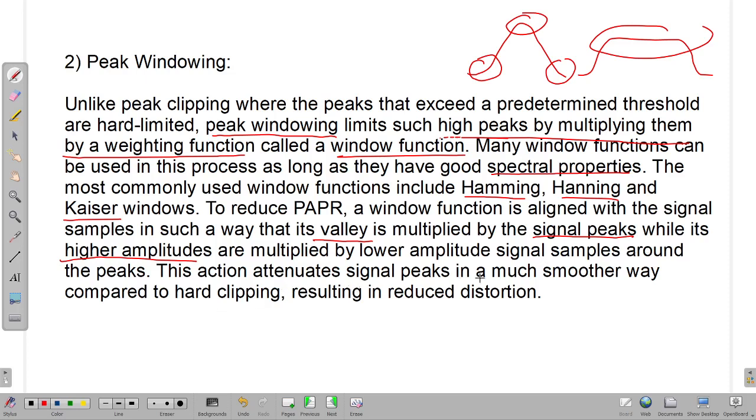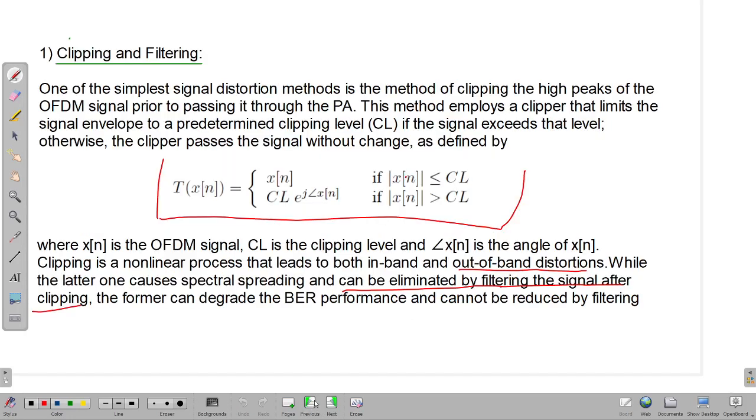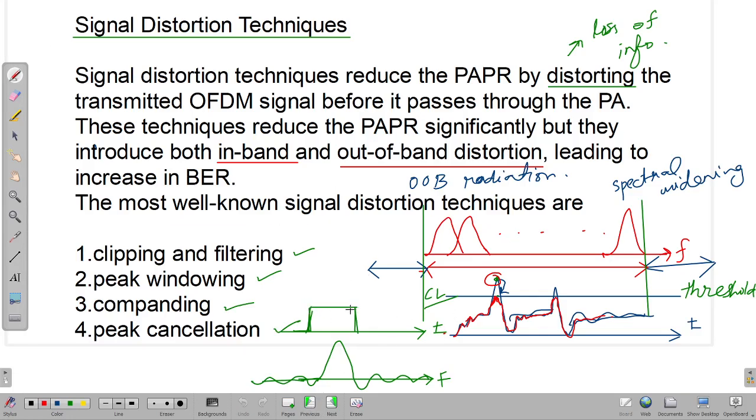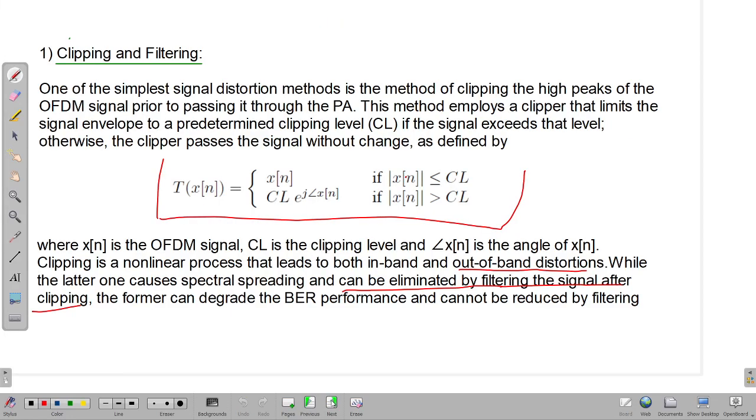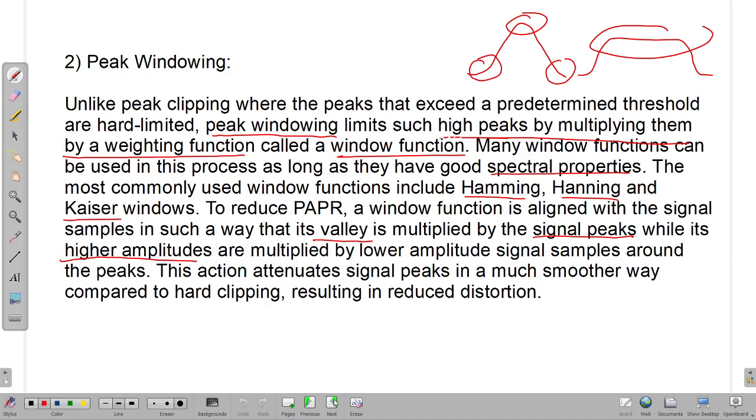So this action attenuates the signal peaks in a smoother way, okay, when compared to hard clipping. The idea we discussed before: when you have abrupt transitions, hard transitions like this, that will result in infinite bandwidth. Always we prefer smoother transitions. That is the whole idea behind pulse shaping techniques. Why we use raised cosine filter? Because they have smoother transitions. This results in signal distortion, but we see that the distortion is less when compared to clipping.